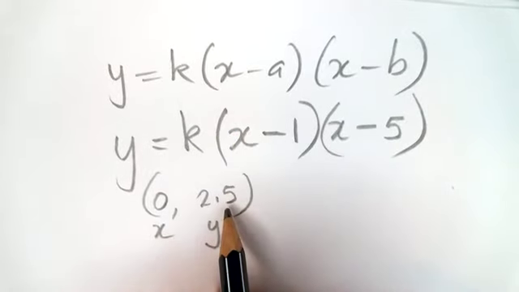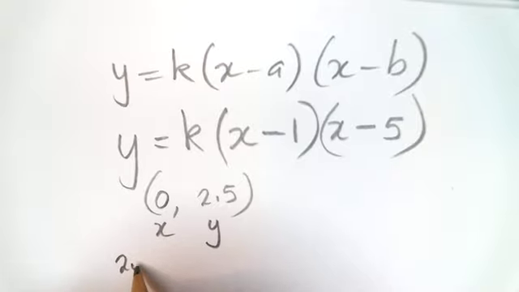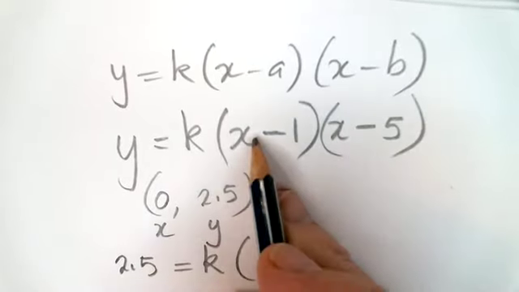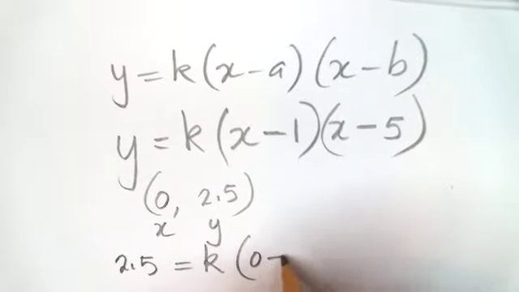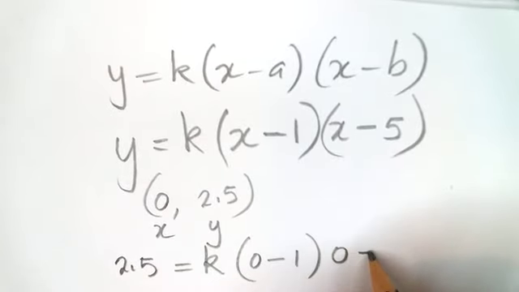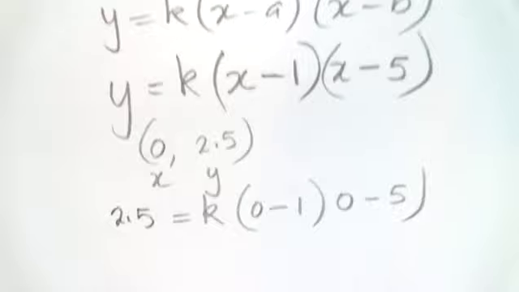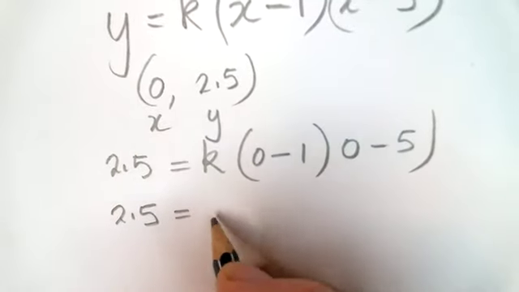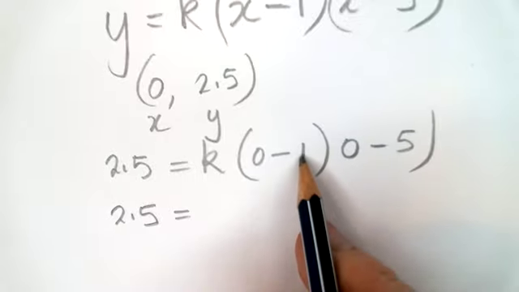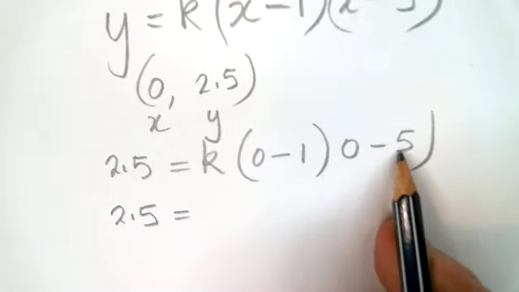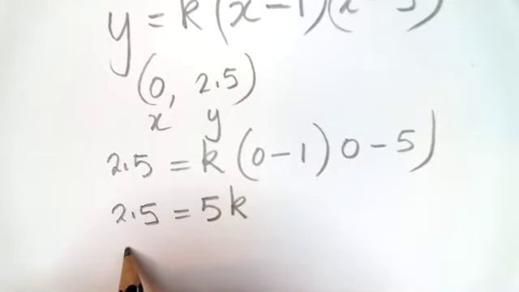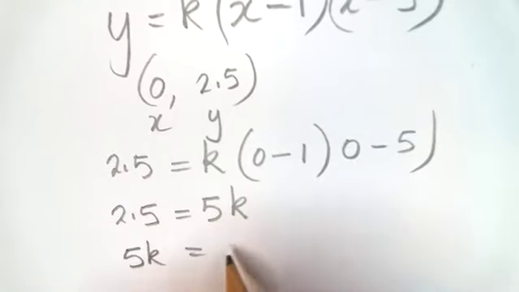So I've got my y. Well, y is 2.5. There it is. 2.5 is equal to, and I don't know k. I'm just going to leave it as k. But I know x. x is going to be 0 minus 1 and 0 minus 5. Tidying this up a little bit, I've got 2.5 is equal to k, and I've got a negative 1 now times a negative 5, which is 5. So it's going to be 5k. And if I write it the other way around, 5k is equal to 2.5.